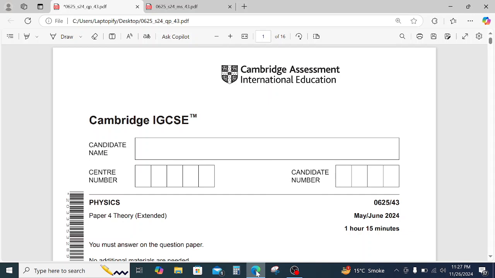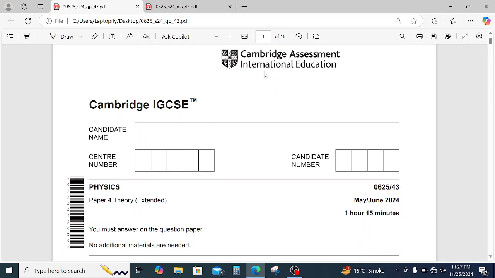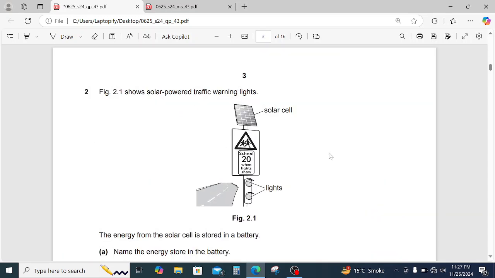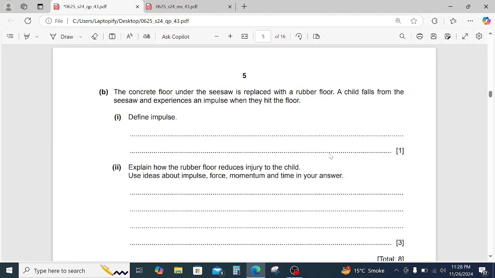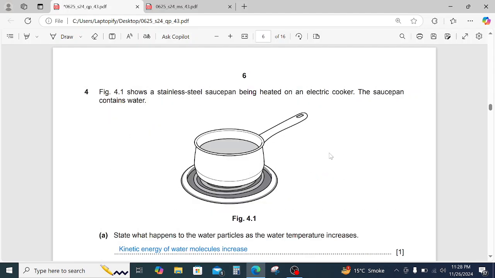IGCSE paper 4 extended version. Paper version is 42 May June 2024. In the first video I have discussed the first three questions. Now we are moving towards question number 4, which is related to thermal physics.